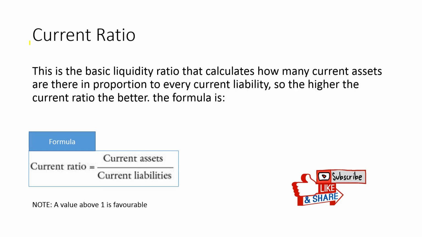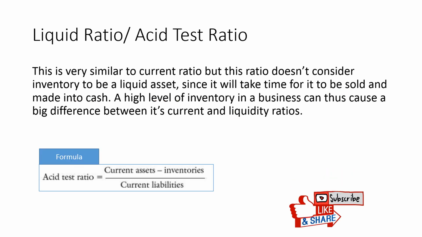Okay, so the current ratio is the basic liquidity ratio that calculates how many current assets there are in proportion to every current liability. The higher the current ratio, the better it is. The formula is current ratio equals current assets divided by current liabilities. You need to remember that the outcome needs to be above 1 to be successful, or to show that you are doing well in the market that you are in.